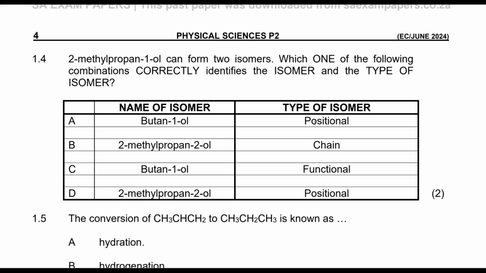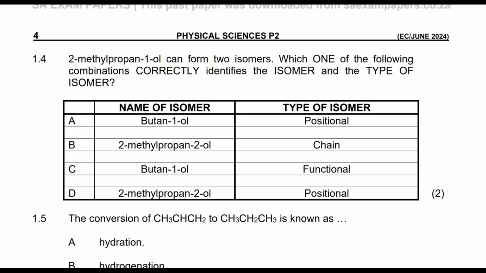A chain isomer, you have your 4 carbons and then you take one of the CH3 and change the chain to have a branch or something, right? And then your functional isomer, you are changing the functional group. If you had, for example, an aldehyde, you're changing that to a ketone, right? And then positional we've explained. So the first thing you need to know here is how to draw 2-methylpropan-1-ol to see how the isomers can be.